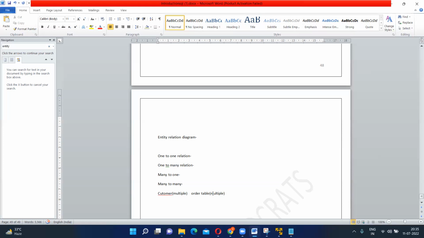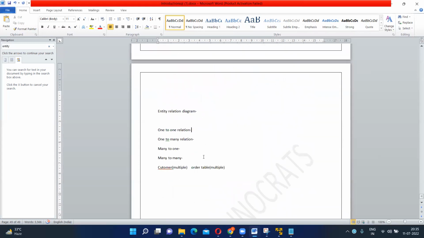Many to one means many tables are joined to one table. That is called many to one. One to many is one table joined to many tables. And one to one means one table is joined to one particular table. That is called a one-to-one relationship.